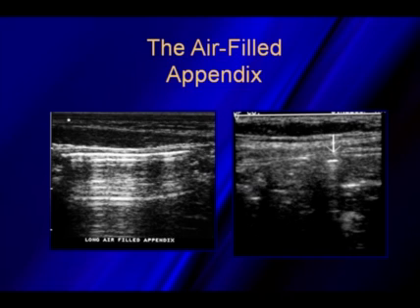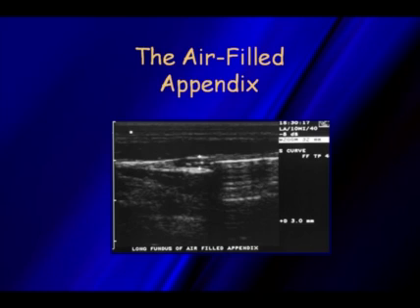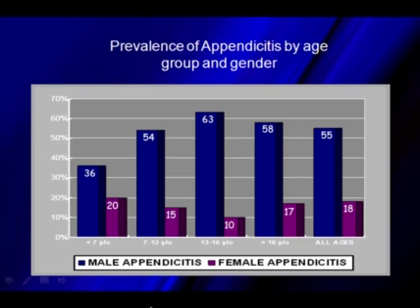Now, gas can also be caused by an abscess, and a little bit later I'll show you how you tell the difference between normal air inside the appendix versus an appendix with air due to inflammation. Here's just another example. You can see the proximal portion of this appendix is only 3 millimeters in size, and then the distal portion is filled with air. So just a normal finding that we can see is air within the appendix.